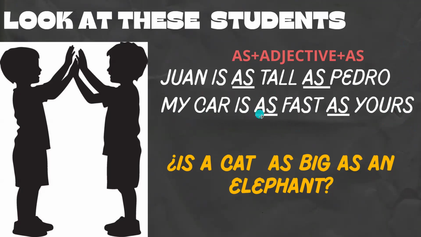Okay. So there's the rule: equality. Don't forget that we use as when two things are equal. As fast as yours. I don't know how to explain this, but it's the same. It's when two things are equal. You have to keep this in your mind. Don't forget it.